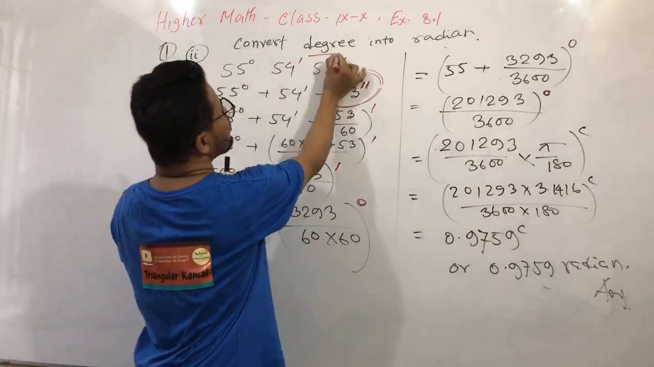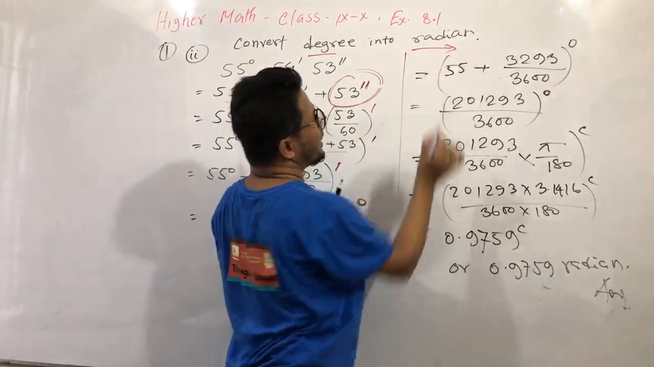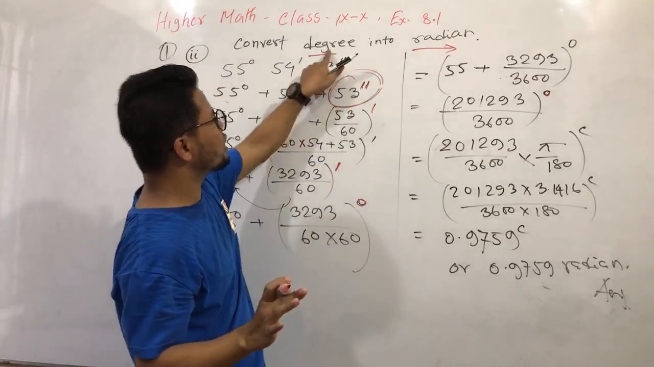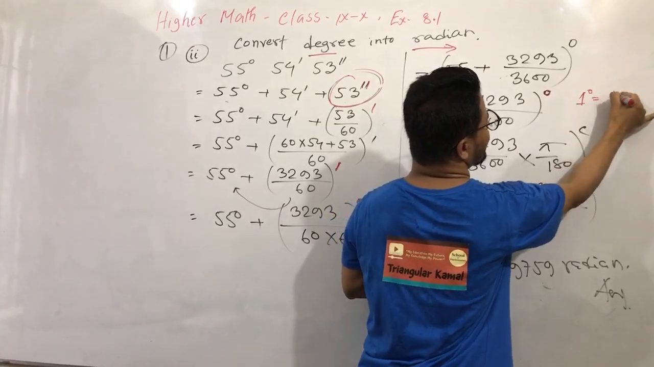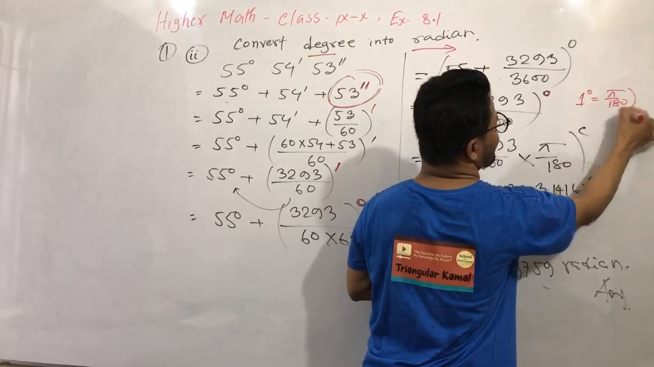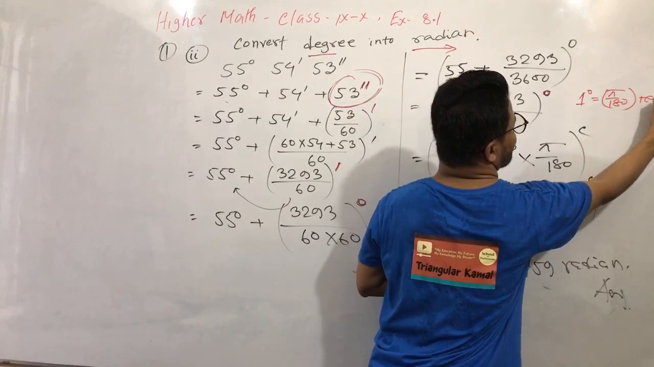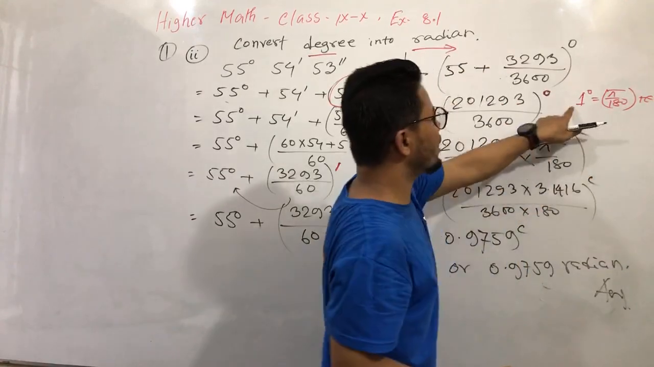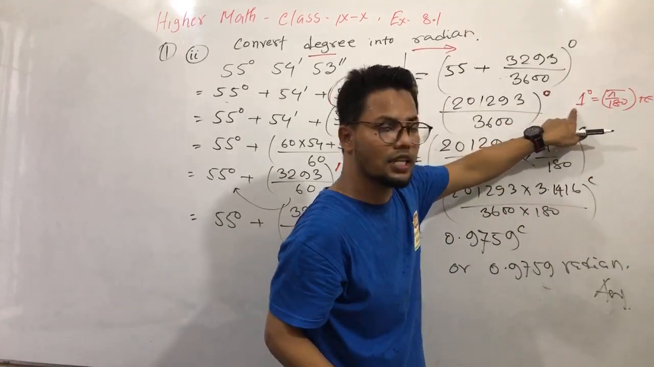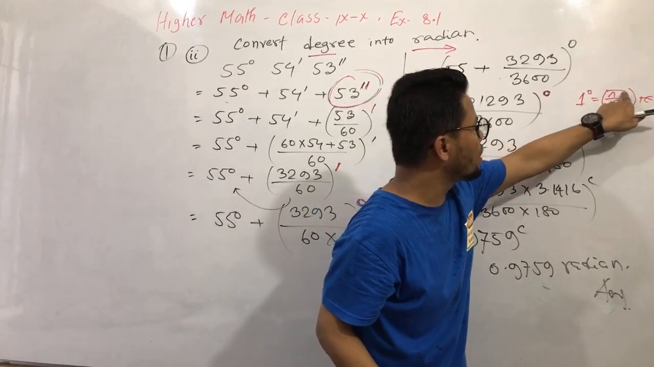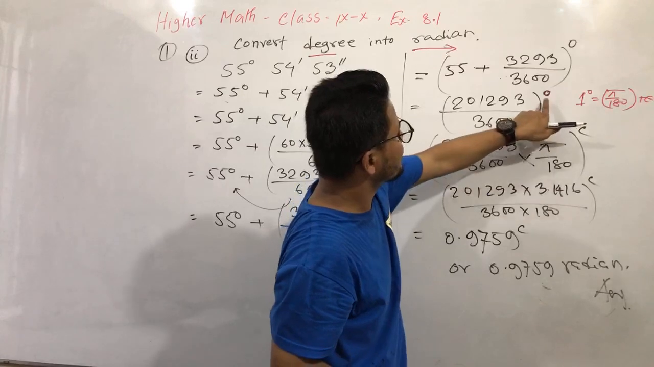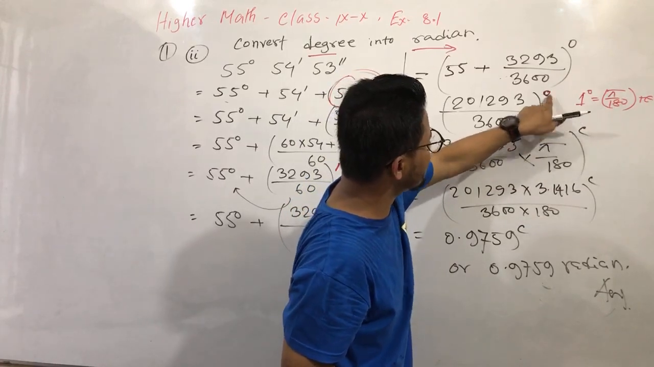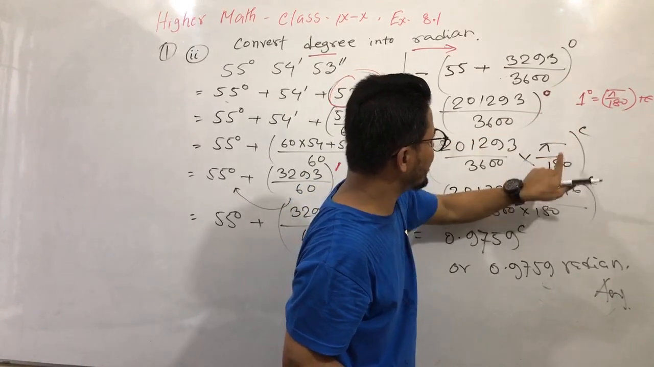Then degree is converted into radian, and we know the relation between degree and radian: 1 degree equals pi by 180 radian. In the last class we proved that 1 radian angle equals pi by 180 radian, and now just multiply here, 1 degree equals pi by 180.